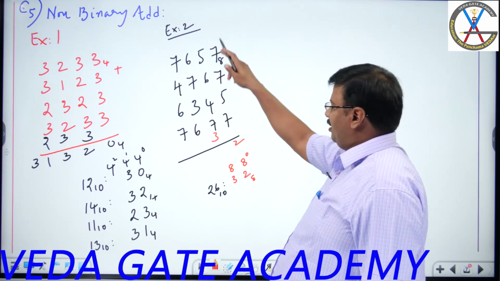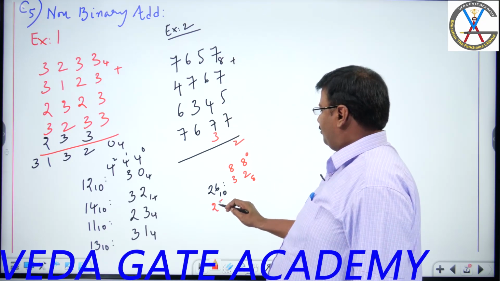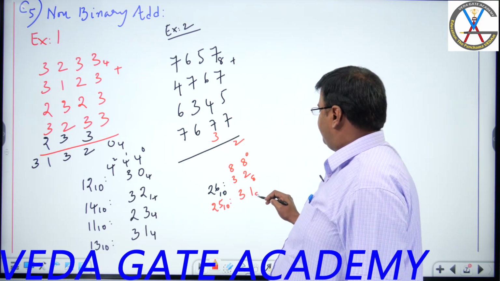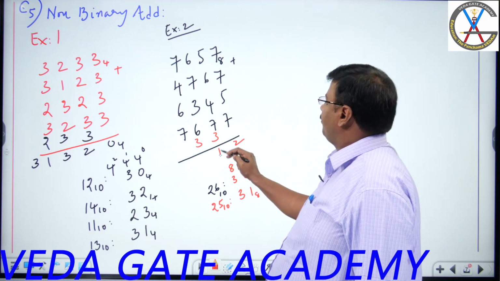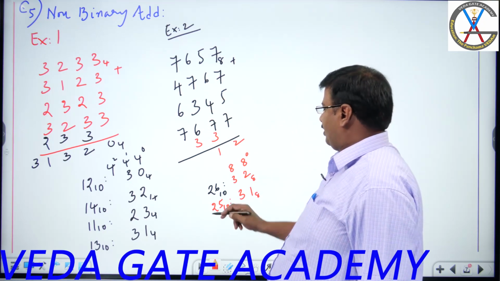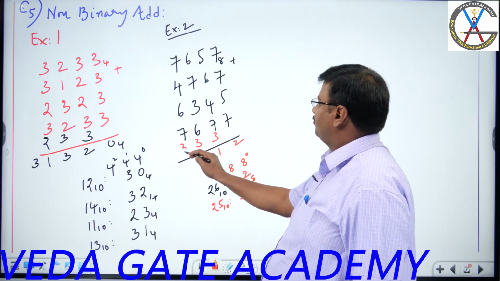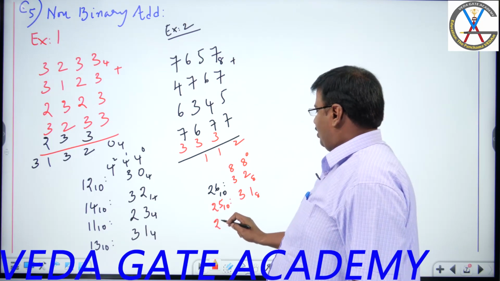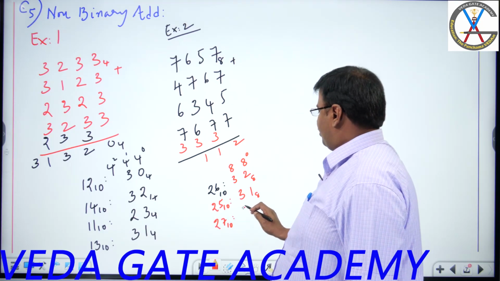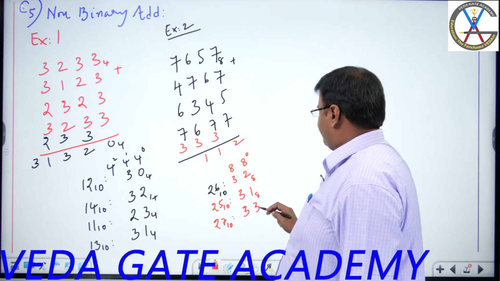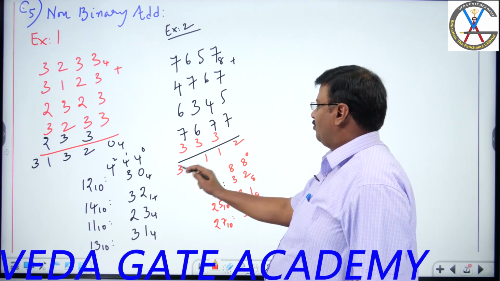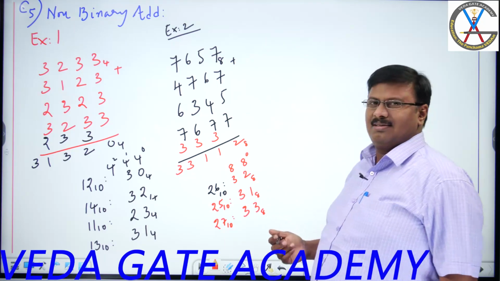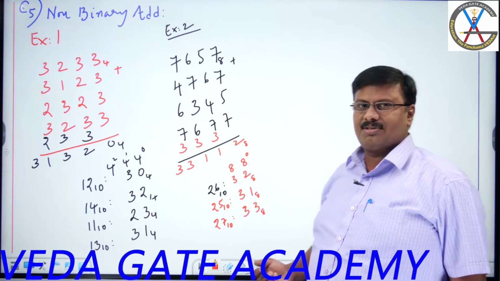10, 14, 20, 25. 25 is 3 into 8, 24, plus 1. So 3, 1. Then 9, 12, 19, 25: 3, 1. Then 10, 16, 20, 27. 27 is 3 into 8, 24, plus 3. So 3, 3. Simple. Base 8, a direct form of adding. So, octal number addition.